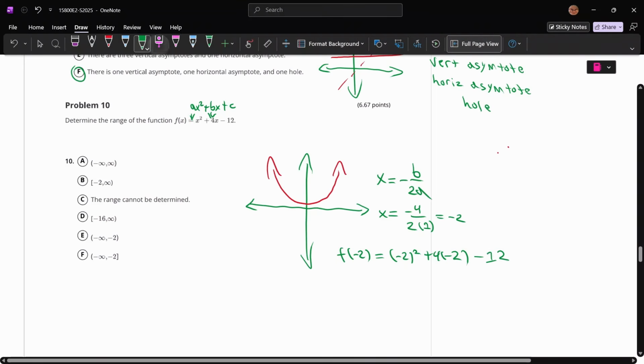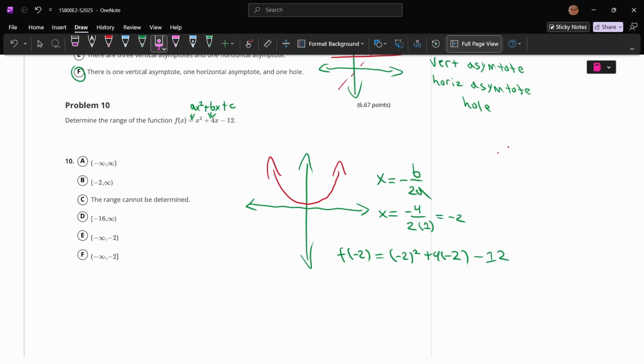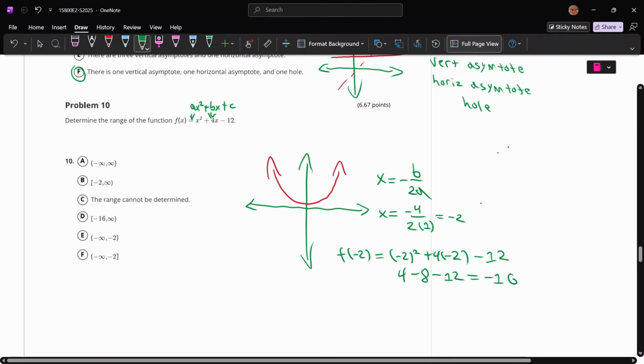In fact, going further on what I'm talking about, you can even see how B is actually going to be a bait answer, because it's tricking you into thinking you can just use this as a lower boundary, but we can't do that. Simplifying this, you end up with 4 minus 8 minus 12. That should give you negative 16. Let me clean this up a little bit. That's not a 6. Okay, there we go. So this is actually going to be the lower boundary, the lower part of our range here.